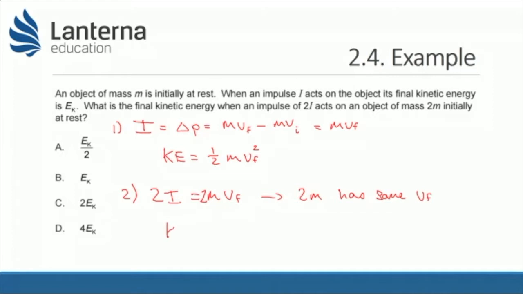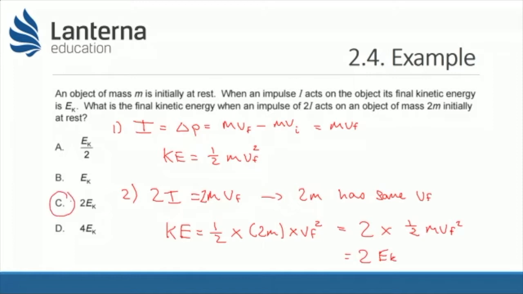But now let's look at the kinetic energy. The kinetic energy of my second object is 1/2 times the mass of the second object times its final velocity squared. So that's going to be 2 times 1/2 mvf squared. Well, I saw that was the kinetic energy before, so it's going to be 2 times Ek. So the answer here is C.